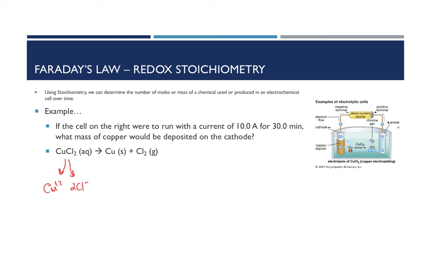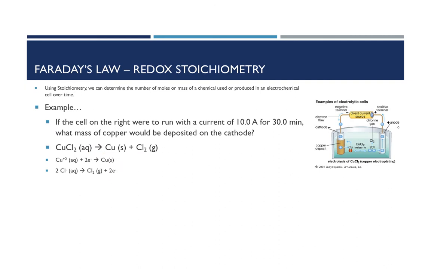So writing my equations, obviously we're going from plus to neutral there, from negative to neutral there. So here we are going to gain electrons, and here we are going to lose electrons. So this is our reduction, and this is our oxidation. All right, so if I rewrite that, given that information, here become my two half reactions. Copper plus 2 electrons goes to copper solid, and 2 chlorine ions goes to chlorine gas plus 2 electrons.